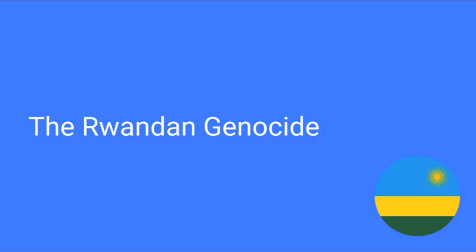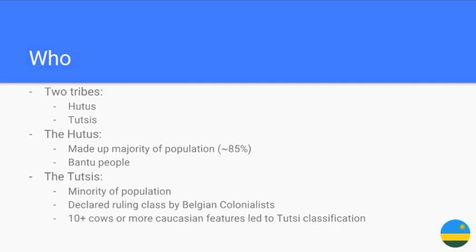And so now to move on to the Rwandan genocide. So who was involved? There were two tribes, the Hutus and the Tutsis. The Hutus made up about 85% of the population, a huge, huge majority. They were a Bantu people.